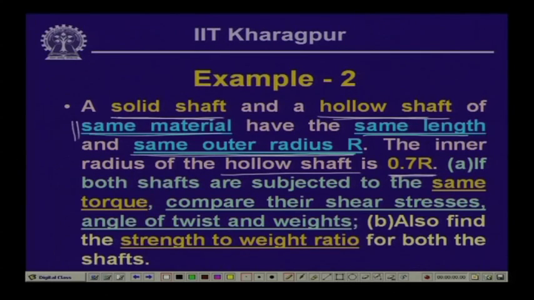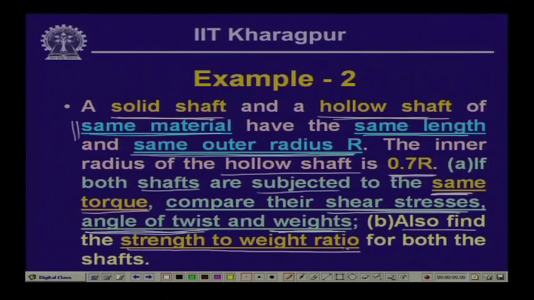Now, both the hollow and the solid shafts are subjected to the same torque, and we have to compare their shear stresses, the angle of twist and weights. So, three aspects are to be compared: the shear stress, the angle of twist and the weight, and subsequently we will have to find out the strength to weight ratio for both the shafts. Now, this is one important aspect, to find out the strength to weight ratio.